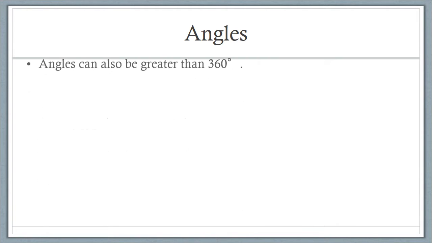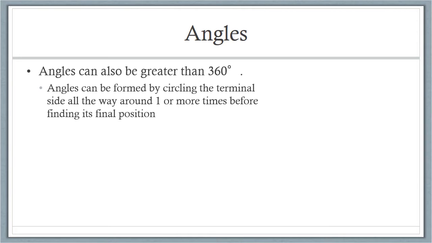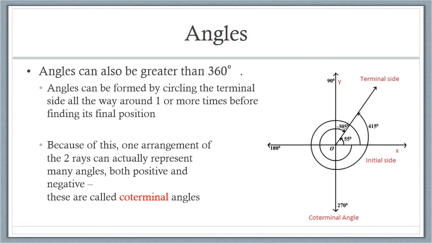Angles can also now be greater than 360 degrees. Angles can be formed by circling the terminal side all the way around one or more times before finding its final position. Because of this, one arrangement of the two rays, the initial side and the terminal side, can represent many angles, both positive and negative.